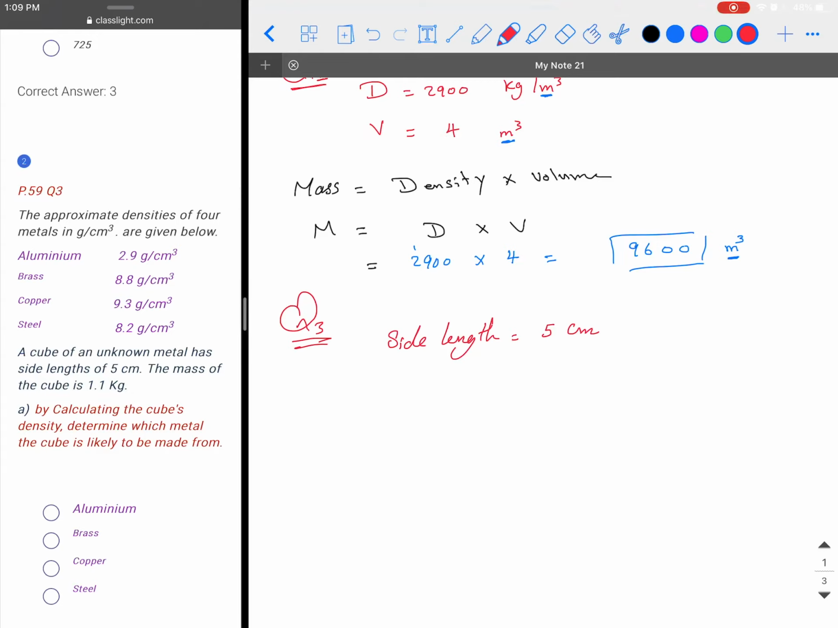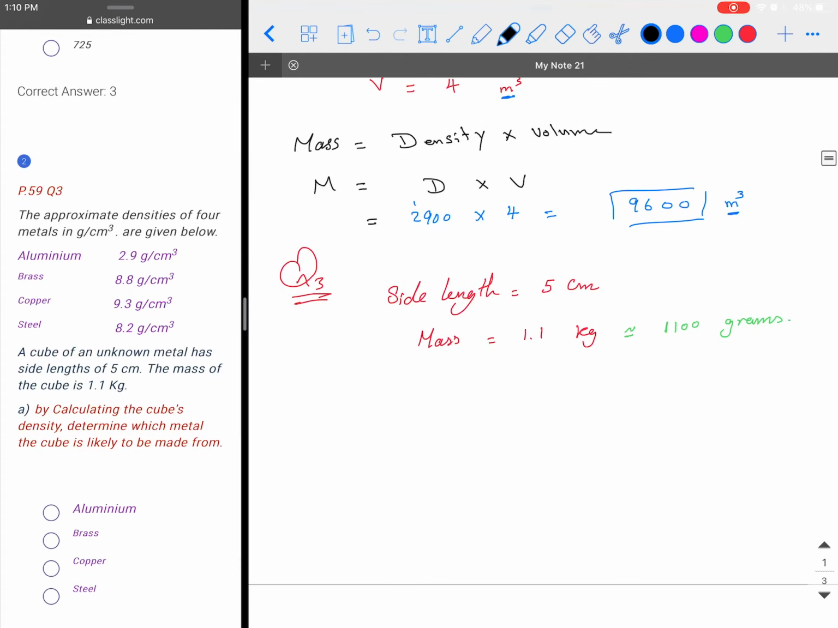And I also know the mass. Mass of the cube is 1.1 kilogram. Mass equals 1.1 kg. But if you remember up there, aluminum is 2.9 gram per centimeter cubic, and they said at the beginning in gram per centimeter cubic. So I need to convert this 1.1 kilogram into grams. I will multiply by 1,000, it will be 1,100 grams.